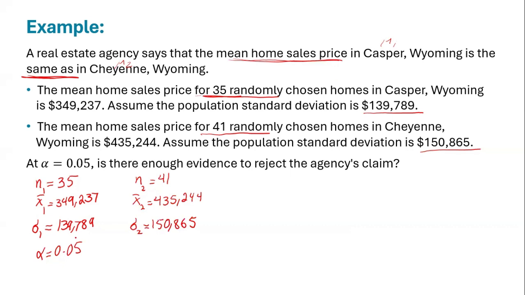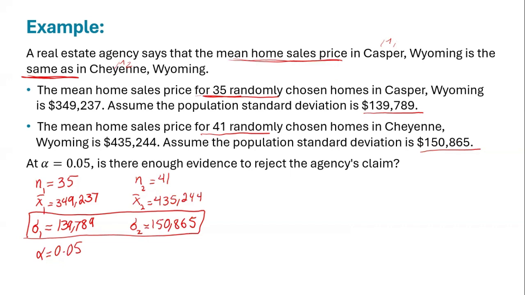If you read the question, first of all, you need to make sure that the sigmas are known or unknown, because we know if sigma is known, we are going to use a z-test. If they are unknown, we are going to use a t-test. In this case, the sigmas are given to us, so that means the sigmas are known, so I'm going to use a z-test.